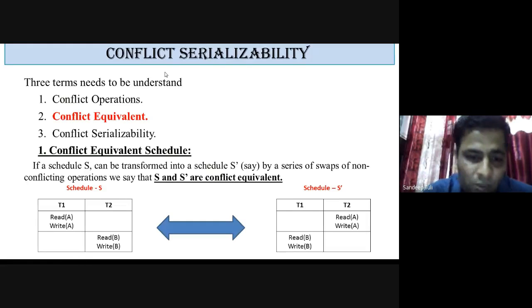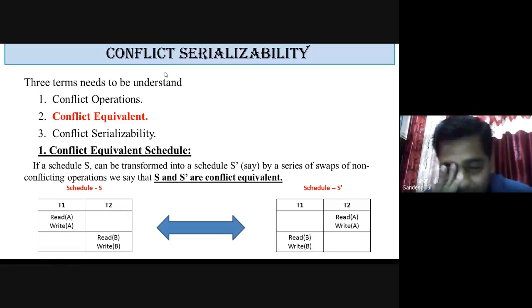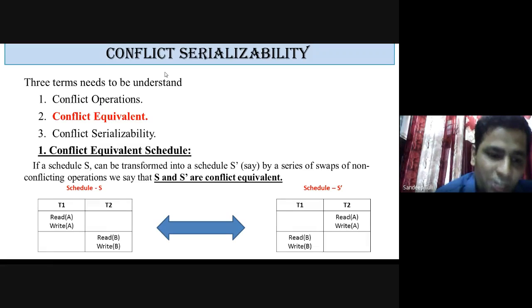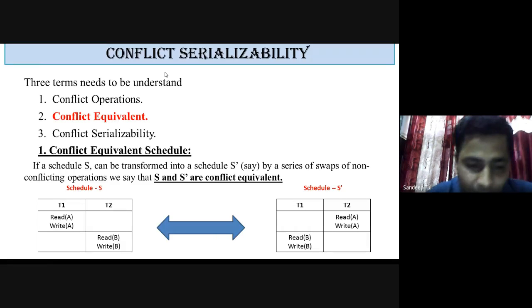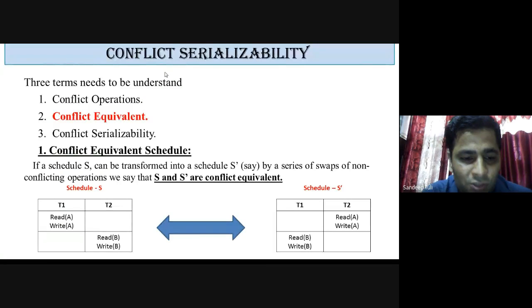So you can see now that we have converted a schedule into another schedule which is equivalent to that schedule by a series of swaps of non-conflicting operations. So we can say now that S and S dash are conflict equivalent schedules. Now see the difference: in the first example we took, the schedule was initially non-serial, but in this case the schedule was serial only. So the definition is also true for serial schedules.